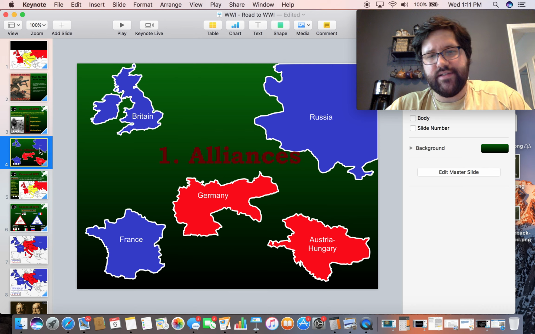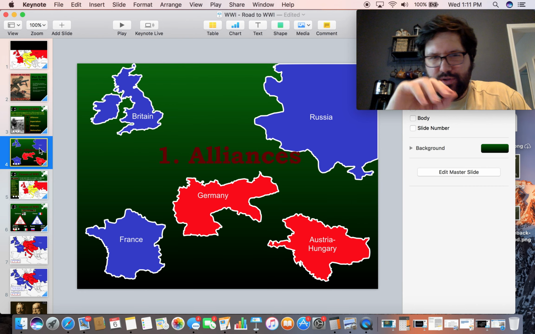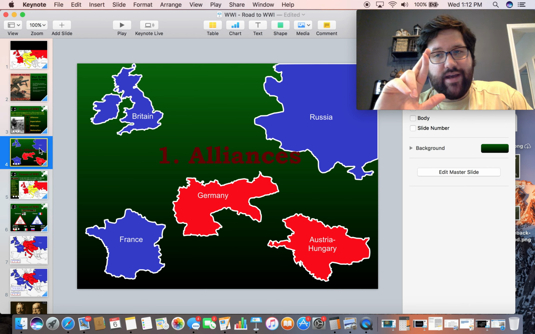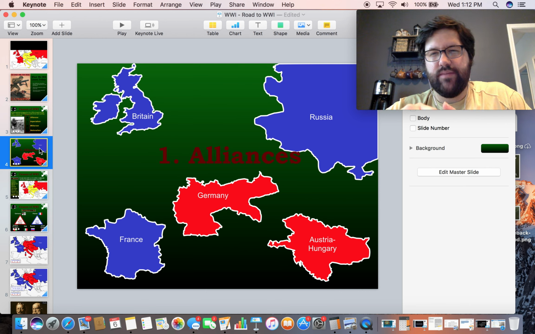So, starting with alliances, we see two basic sides to this conflict here. You see the blue, which is your Triple Entente, a French word, obviously, because France is on that side. So you have France, Britain, and Russia, allies. And we don't necessarily always think of France and Britain as allies. Historically, they had not been allies. They were constantly at each other's throats, bitter rivals for a long time in history. And why did they suddenly become allies? Well, because Germany was seen as a bigger threat to them. So suddenly, the enemy of my enemy is my friend. That's why they became allies. And still today, they're pretty close allies.